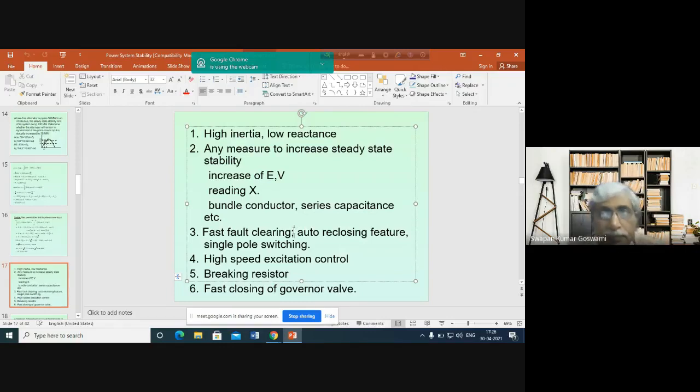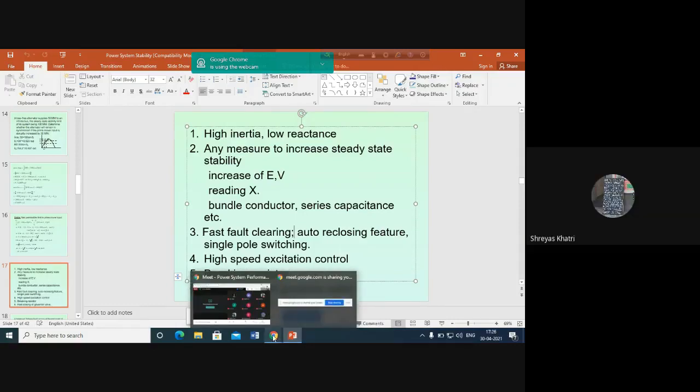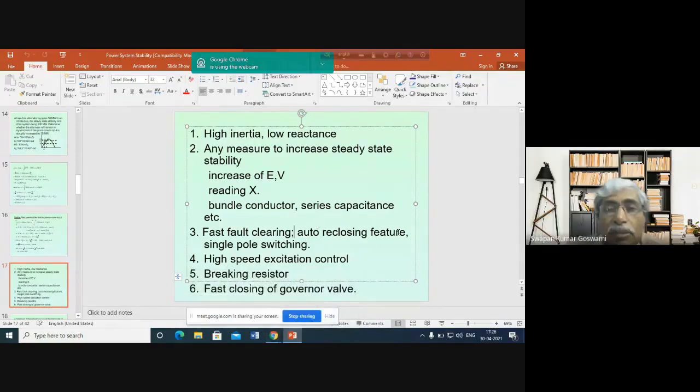Tell me. Is this point clear to you or not? First, fault clearing, why this is important, and then auto reclosing feature, is it clear to you, or shall I repeat? Yes, sir. Auto reclosing feature.